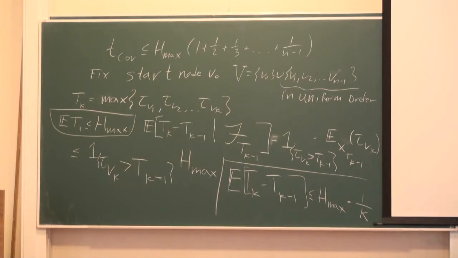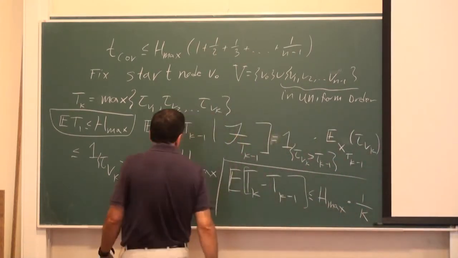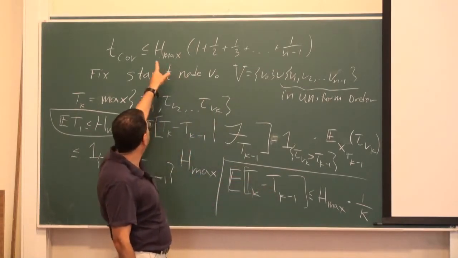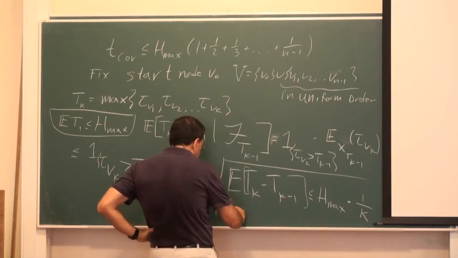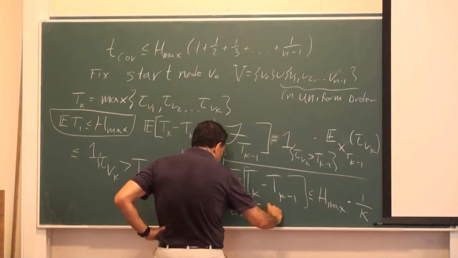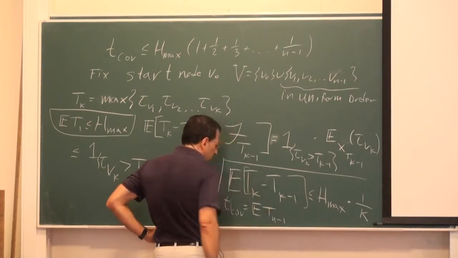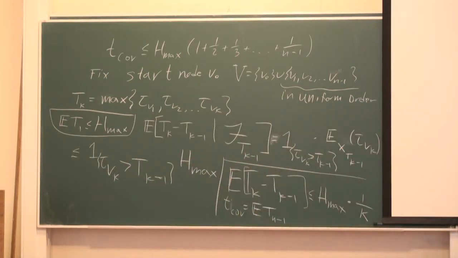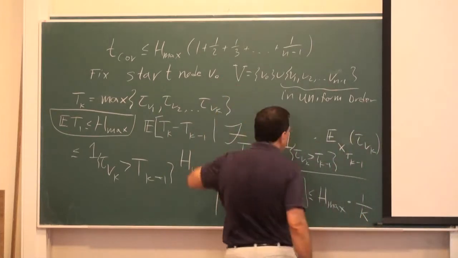So this gives this formula, and now we are done, because just summing these over all k will give you this formula, because notice that t cov is exactly the expectation of Tn minus 1. Okay, so by the time we reach Tn minus 1, the random order no longer plays a role. We have to visit all the vertices, so we exactly get the cover time. So just add this telescoping sum, and you get this upper bound.